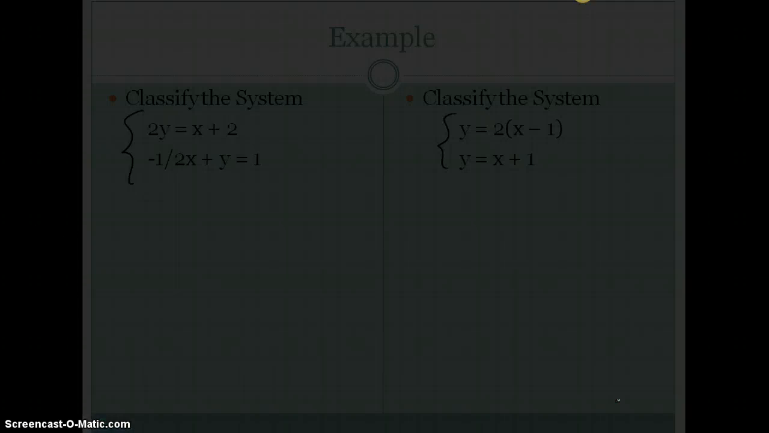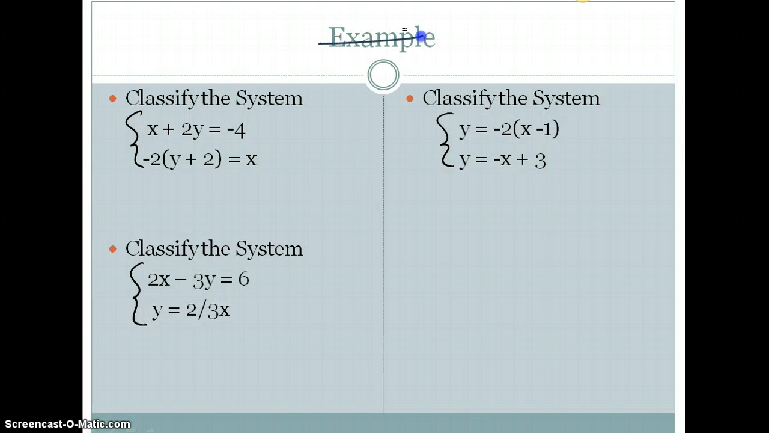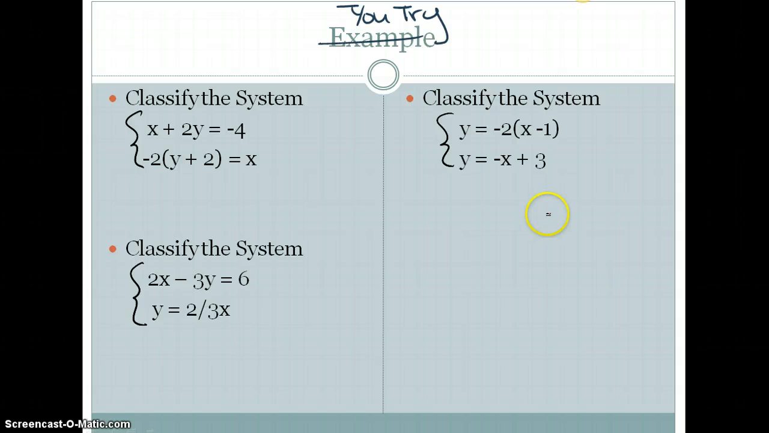So for your U-try, you're going to determine of these three if it's independent, dependent, or inconsistent. Okay, and I think that is the end. So again, of the three, which one is independent, which one is dependent, and which one is inconsistent?